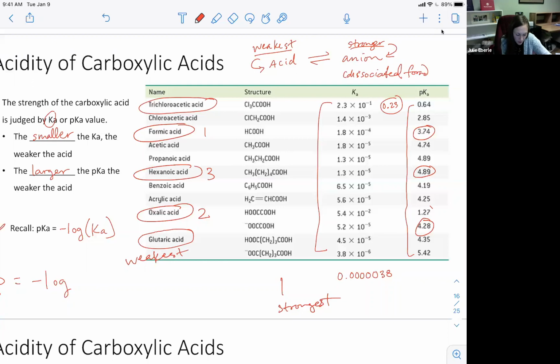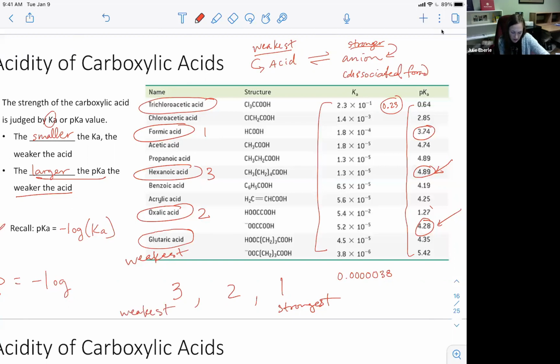Remember, the larger the pKa value, the weaker the acid. So which one has the largest? Hexanoic, the one I circled, or oxalic acid? Yep, Cameron said it, hexanoic. Okay, so that's number 3. Should be at the end here. 3 and then 2 and then 1. So hexanoic is the weakest, then oxalic acid, and formic acid is the strongest.